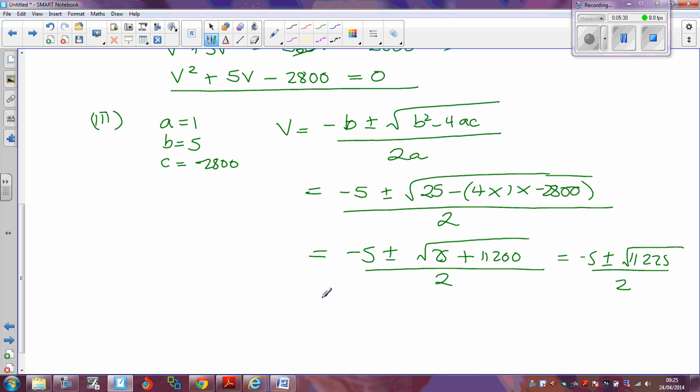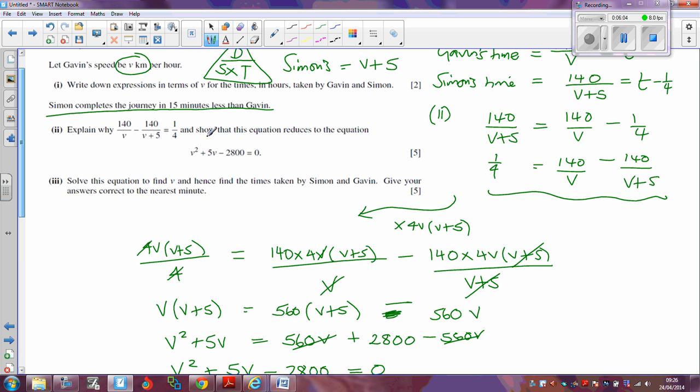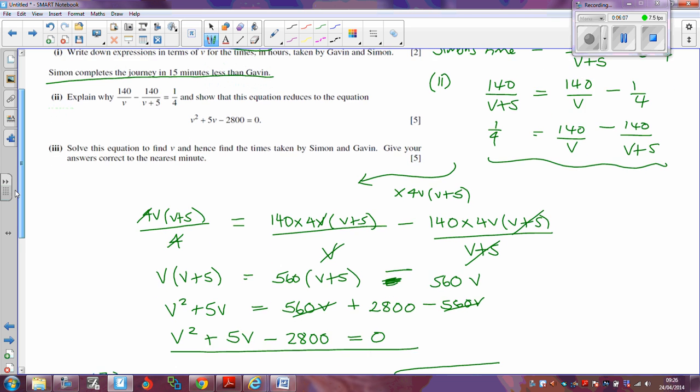Now I can see that if I do minus 5 minus the square root, I'm going to get a negative number, so I can ignore that. The velocity can't be negative. We've then got minus 5 plus the square root of 11,225, and divide that by 2. And on my calculator that comes out as 50.474. Now remember what we found here is v, which is kilometres per hour. So the velocity, v, is 50.474 kilometres per hour.